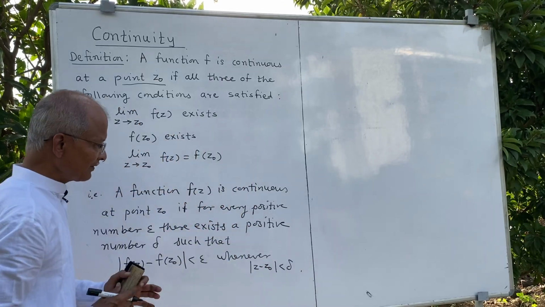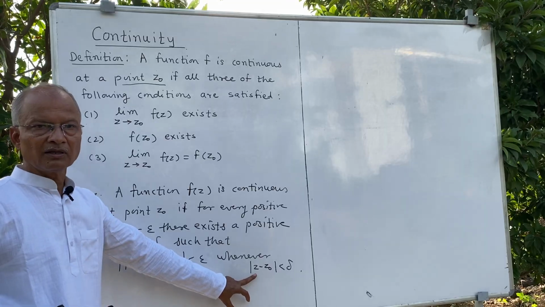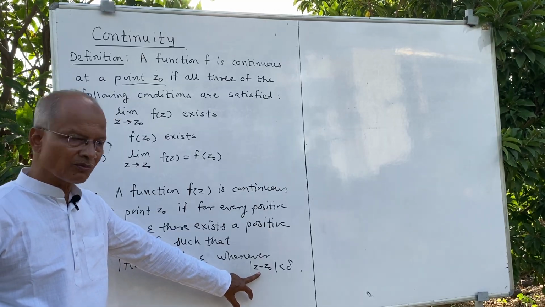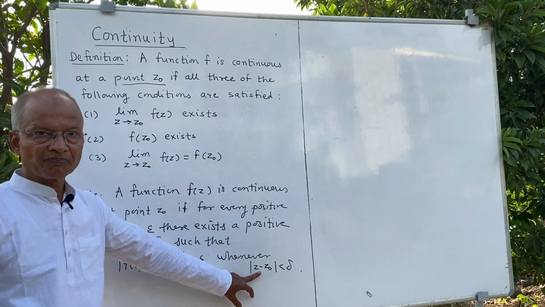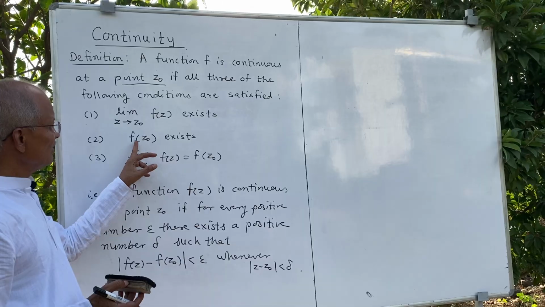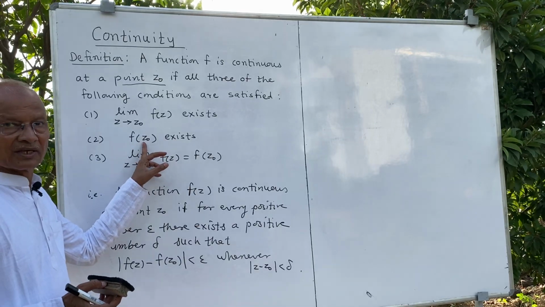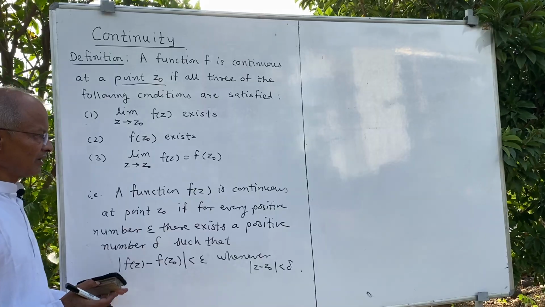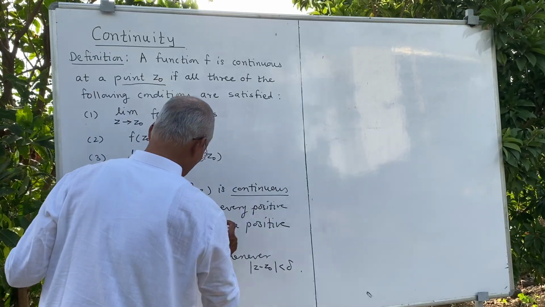What is different here is that this is not a deleted neighborhood of z naught. This neighborhood may contain the point z naught, and actually it must contain it, because we want the value of the function at z naught to exist. This is the alternative definition of continuity, and we will use this definition for proving results.